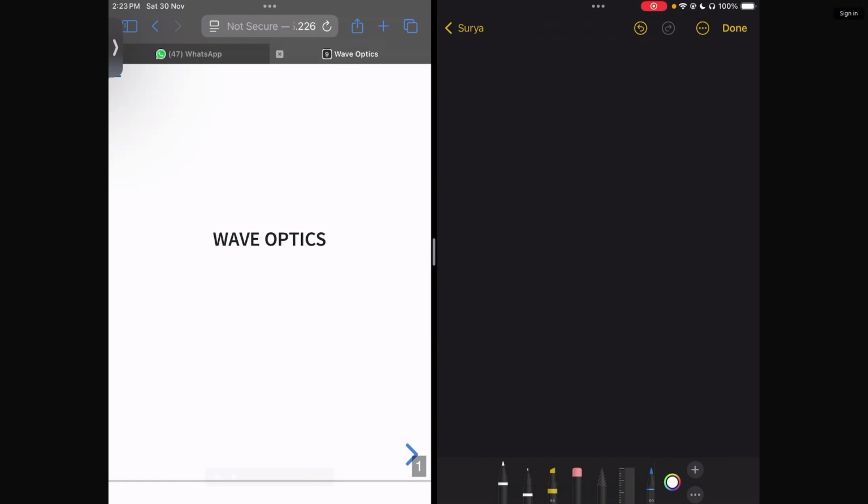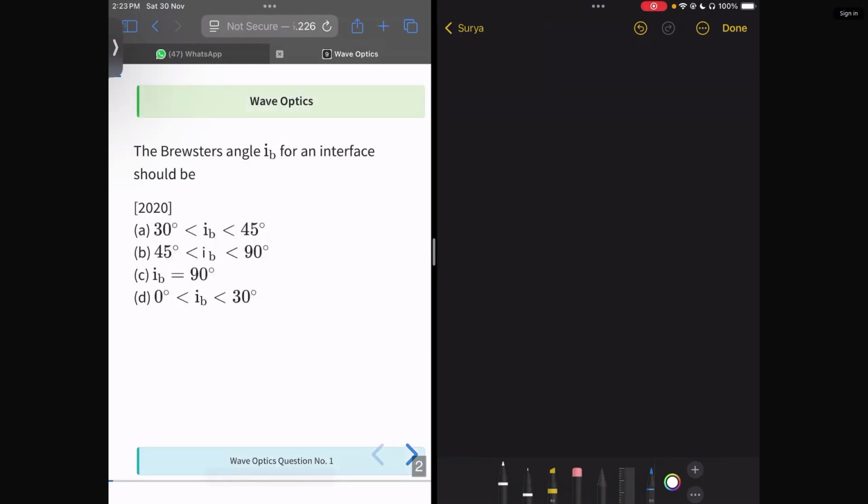So today we will discuss a new topic, previous year questions for JEE Main. The topic is wave optics. Now going into the first question. What is the first question? The Brewster's angle iB for an interface should be.